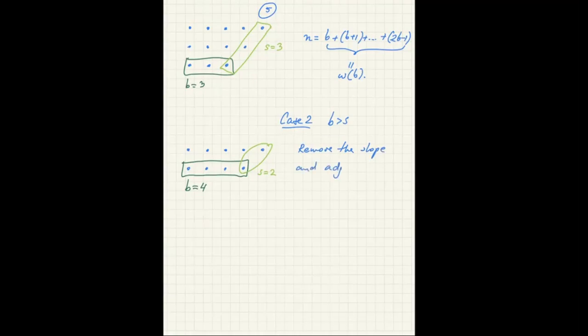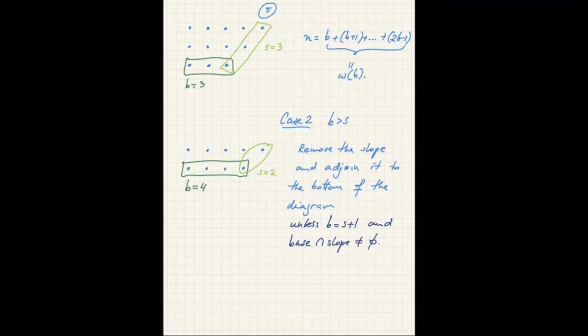So remove the slope and join it to the bottom of the diagram. And here there's an exceptional case, unless b equals s plus 1 and the base and the slope intersect.